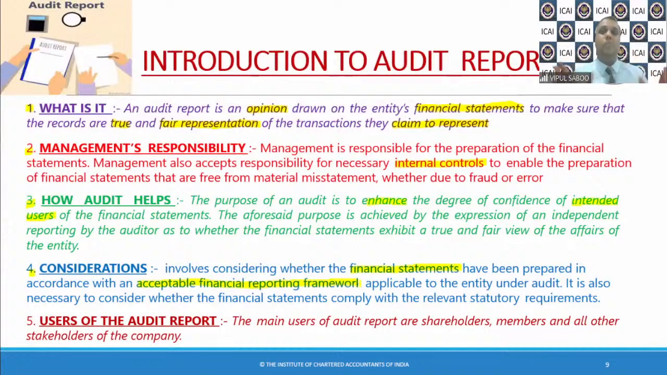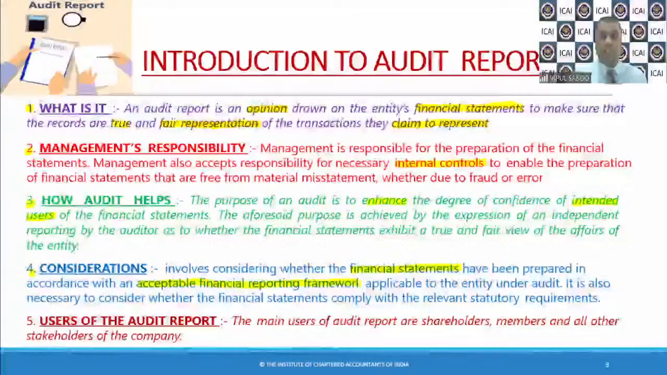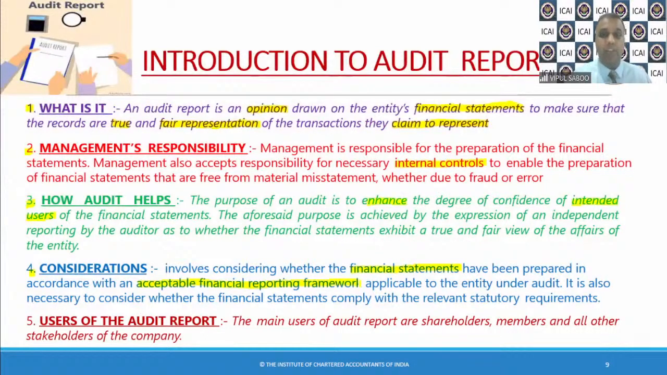You cannot come out with a horizontal balance sheet in the case of companies. The schedules to the Companies Act properly lay down the framework. You have to present the balance sheet, the statement of affairs, the statement of profit and loss of a company as per the layout given in our framework. You cannot just come up with a horizontal presentation of the financial statements and audit it. No. So, an acceptable financial reporting framework applicable to the entity under audit.